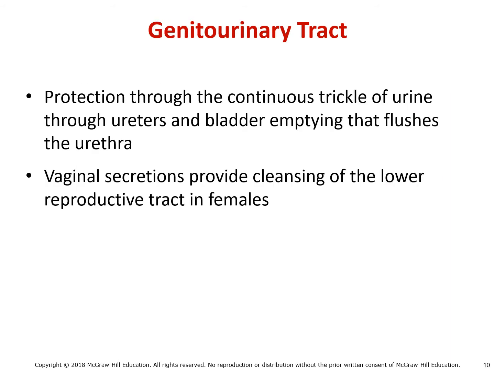The genitourinary tract is another pathway or portal into the body. And as a result, we need to protect it against pathogens. One of the best protective methods we have is basically urination. By emptying the bladder, we can flush out the urethra and any pathogens that are trying to make their way up it. And this is very important to do.